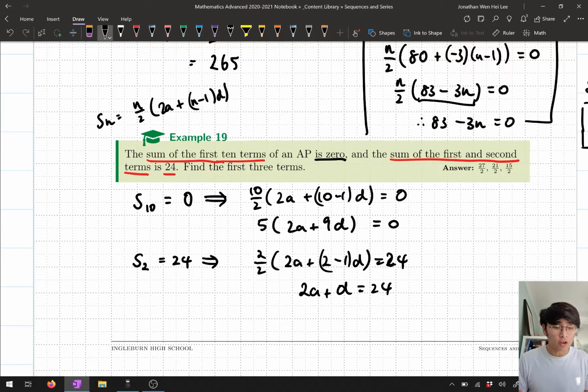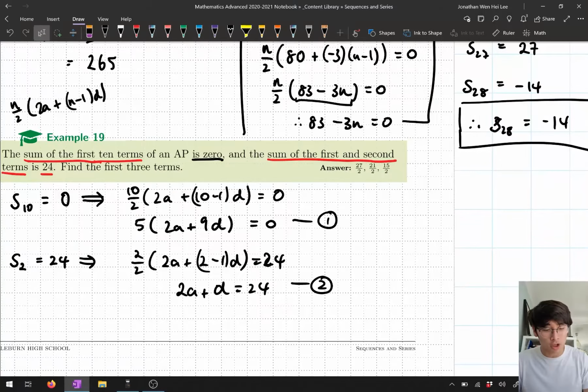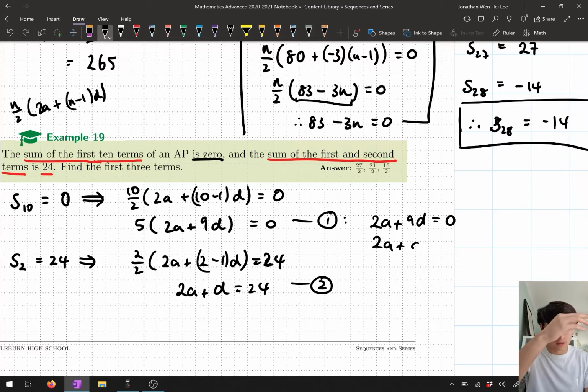Okay, so I've actually got two equations here that I can start to try and solve. Okay, well, let's get started in figuring out what I can actually do. So here I've got equation one and equation two. Now I can solve this simultaneously. Before I do that, I'm actually going to change up equation one by dividing both sides by five. So I get 2a plus 9d is equal to zero. And so here, that makes it a little bit easier for us.